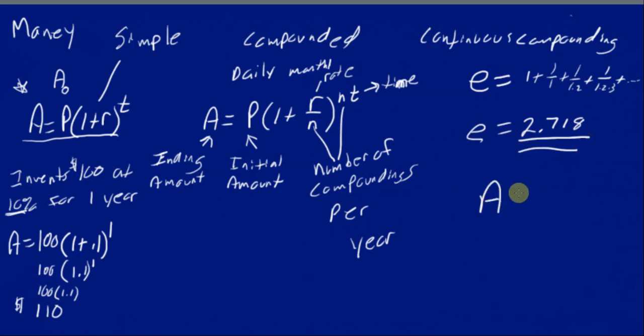So the formula here is A equals P times E raised to the RT. The A is still the ending amount. P is still your principal or your initial amount. E is that constant, and of course rate and time. Okay, so get that stuff in your notes, and I'll be right here with a couple examples.